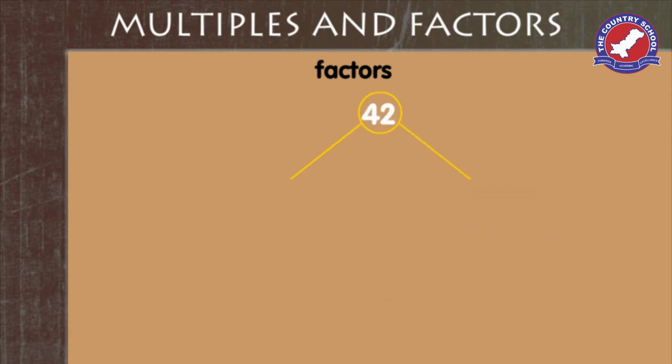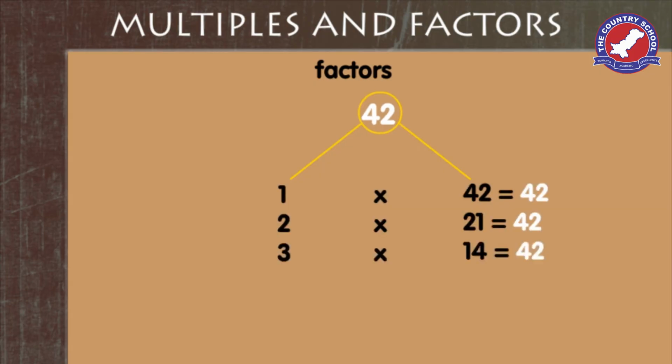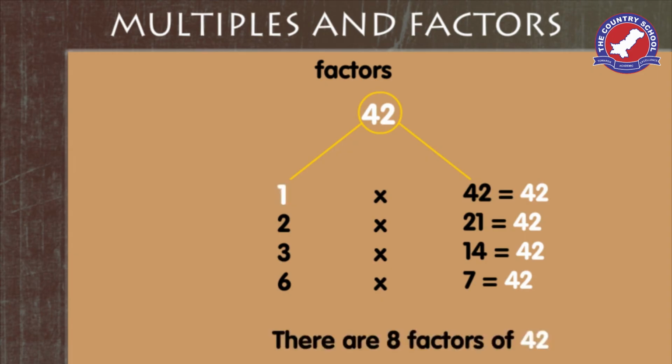Let's see the factors of 42. 1 into 42 is 42. 2 into 21 is 42. 3 into 14 is also 42. 6 into 7 is 42. Thus, there are 8 factors of 42. Don't get confused about multiples and factors anymore.